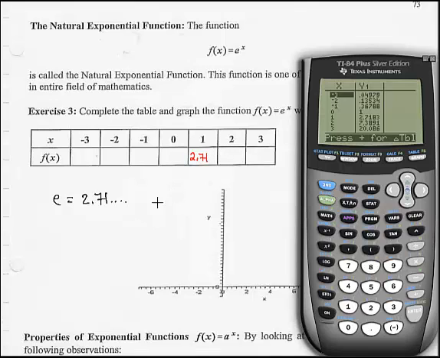E to the 2, or f of 2, equals e to the 2, and we can read that from our table here. E to the 2 is 7.39 if I round it. F of 3 equals e to the 3rd, and so we read our table at x equals 3, and we get a value of 20.1.